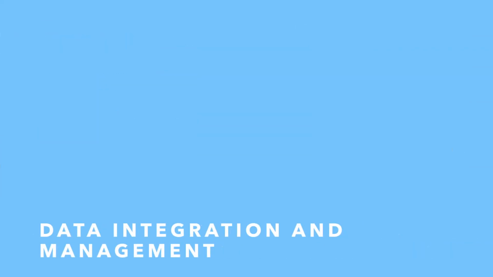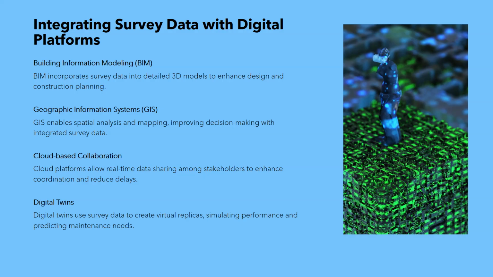Integrating survey data with digital platforms is essential for maximizing the value of digital surveying in civil projects. Building Information Modeling, or BIM, incorporates survey data into detailed 3D models for enhanced design and construction planning. Geographic information systems enable spatial analysis and mapping, while cloud-based collaboration allows real-time data sharing among stakeholders. Digital twins use survey data to create virtual replicas that simulate performance and predict maintenance needs.